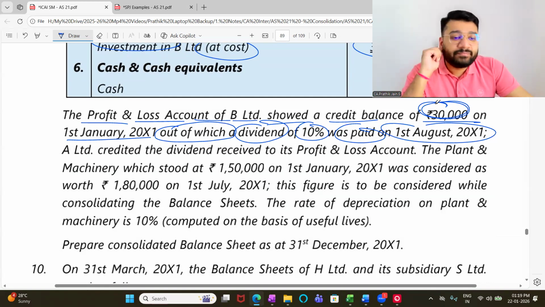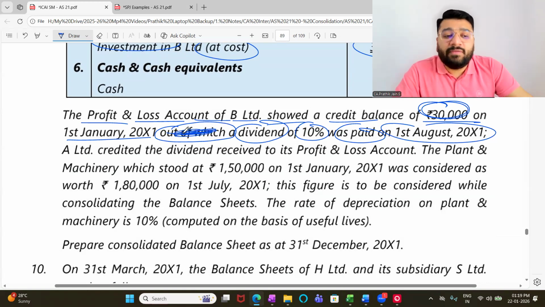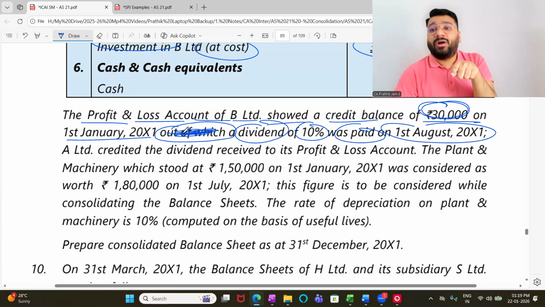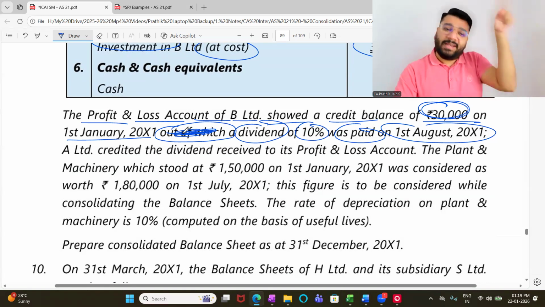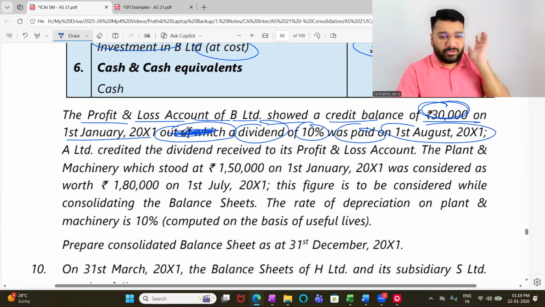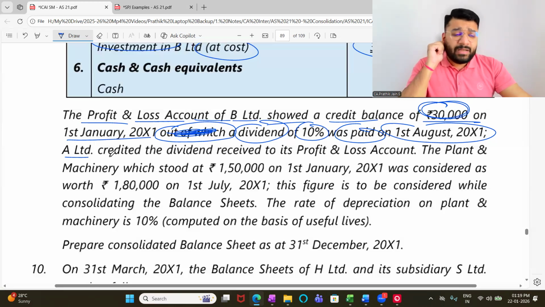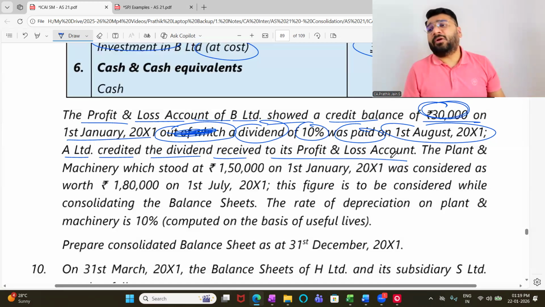Game over. Now, imagine had the words "out of" not been given. Had they told only that dividend of 10% was paid on 1st August, then 1st August is what? Middle of the year. Final dividend. Final dividend is paid off the last year's profit. Still it is the same. Got it, not got it? Logic clear, not clear? Okay. A Limited. Who's A Limited? Holding company. Credited the dividend received to the P&L account. Right or wrong?